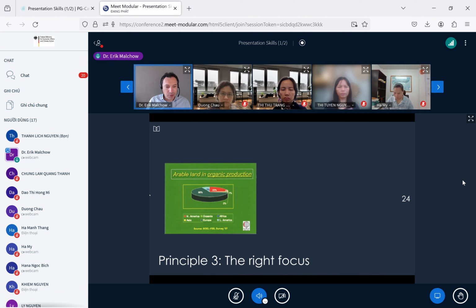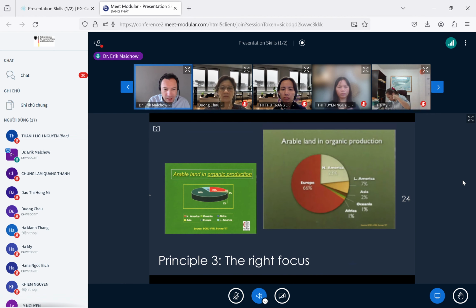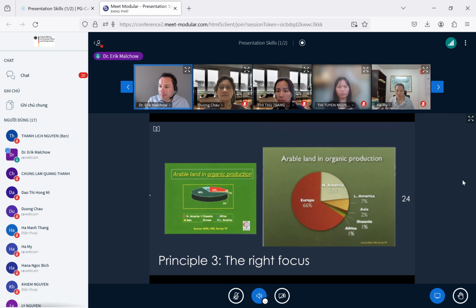So I see not many know or understand what this slide is telling us, but if I show you this slide, then it's much clearer. I can see, because I have the right focus here, I can see, okay, 66% of the arable land in organic production is in Europe. That's clear to me. That's much clearer to me than in the first slide, where actually the same information is on that slide, but the focus is very different.